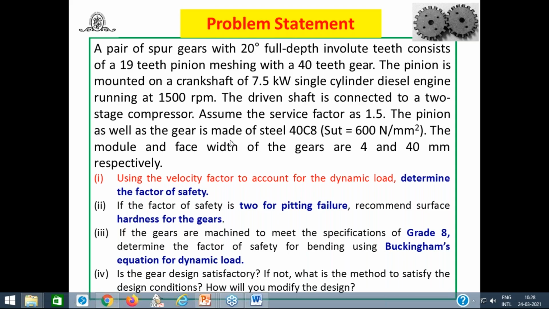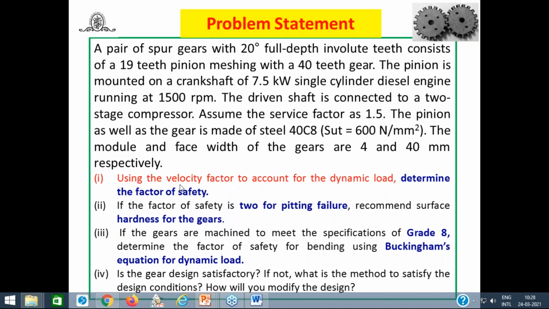Pinion as well as the gear is made of steel 40C8. That means pinion is made up of 40C8 plain carbon steel, and gear is also made up of plain carbon steel 40C8. Ultimate tensile strength Sut is given, 600 Newton per mm square. Module and face width of the gear are 4 mm and 40 mm respectively. The module m is equal to 4 and face width 40 mm. If it is not given, you can assume 10 times the module, that is 40 mm.